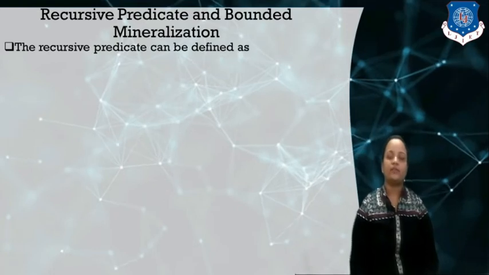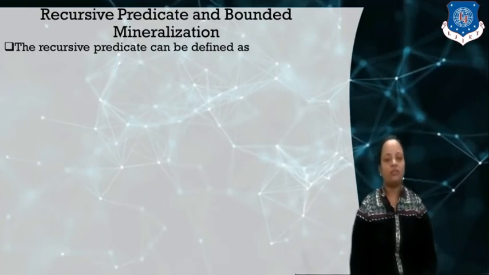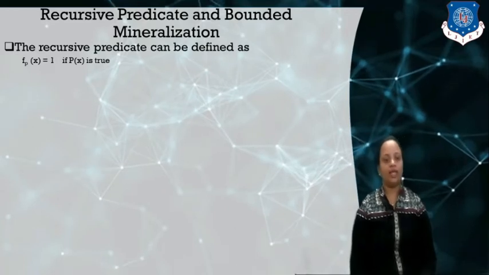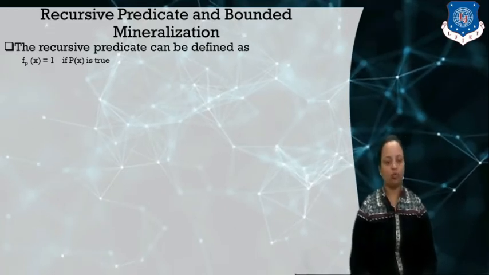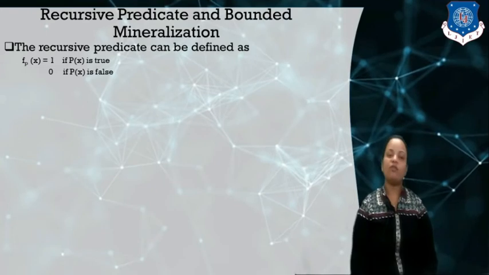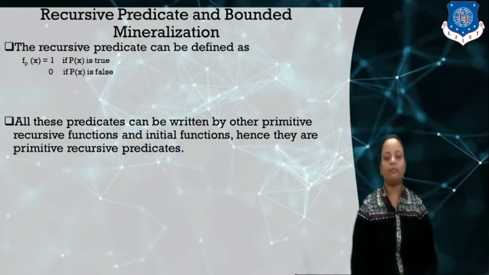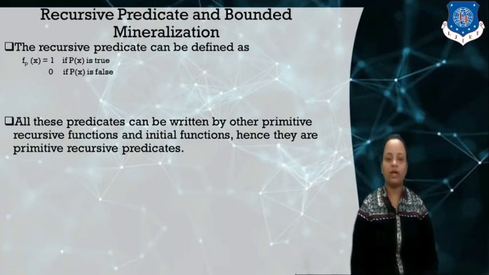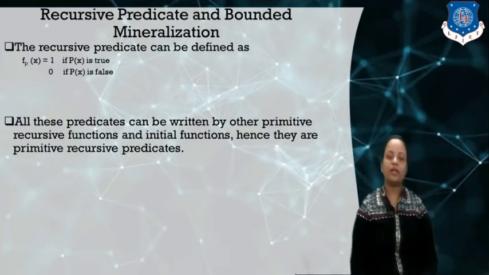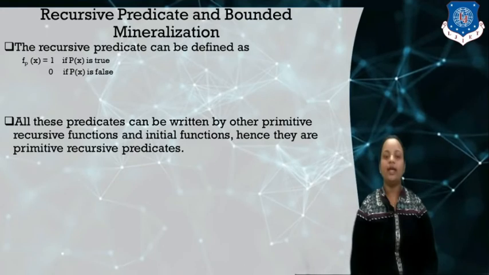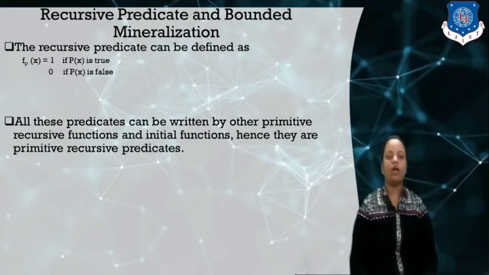Now next is the recursive predicate. So what is the recursive predicate? A recursive predicate can be defined as f_P(x) equal to 1 if P(x) is true and equal to 0 if the condition is false. Now all these predicates can be written by other primitive recursive functions and initial functions, hence they are primitive recursive predicates.